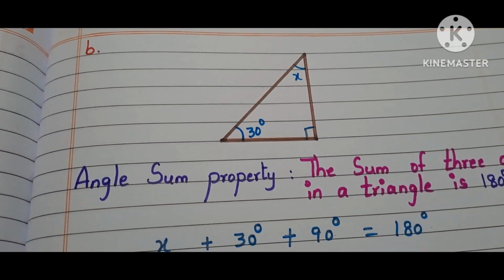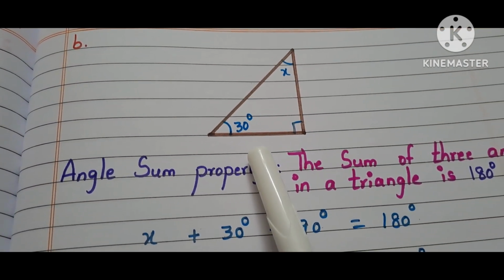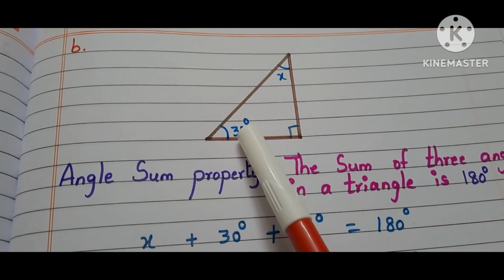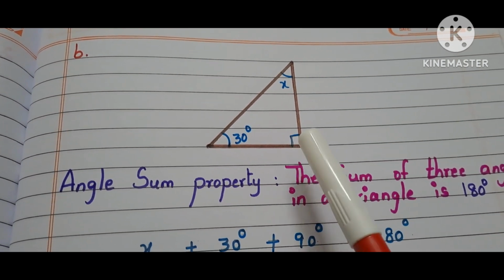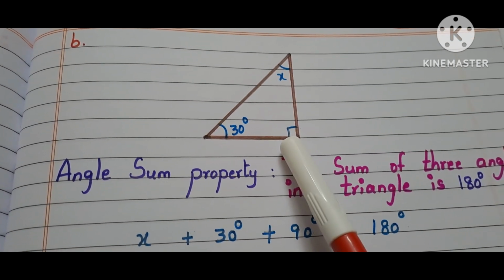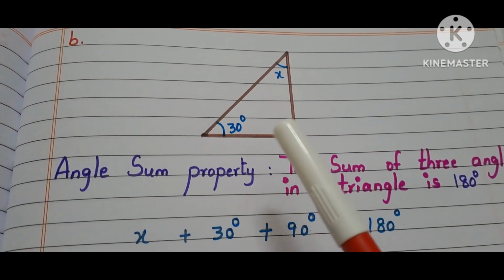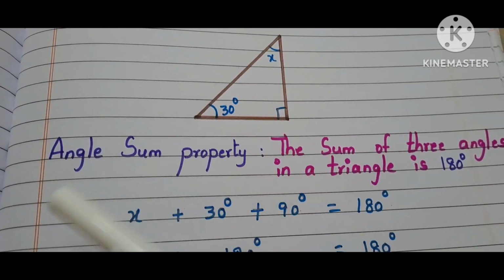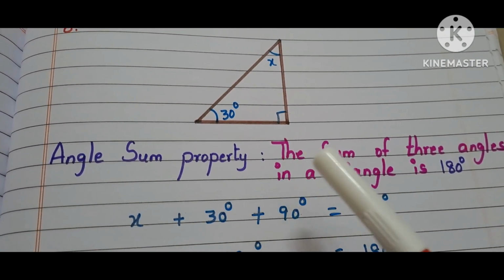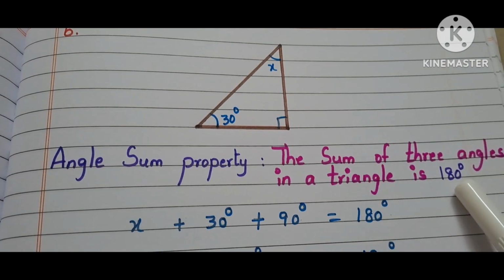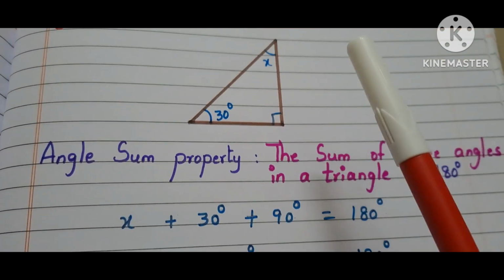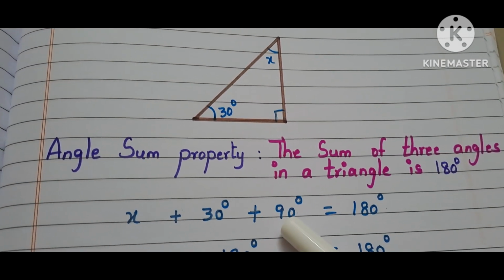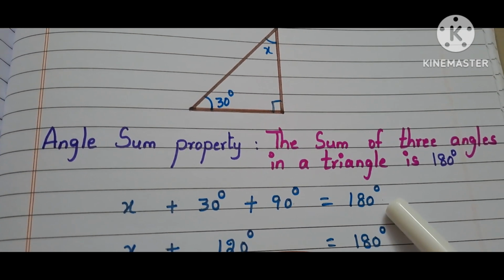Now let us go to part B. Here we have the triangle, and the angles in the triangle are x, 30 degrees, and here we have the symbol. This symbol means the angle is 90 degrees. Now use the angle sum property to find the value of x. What is the angle sum property? The sum of three angles in a triangle is 180 degrees. Now add the three angles: x plus 30 degrees plus 90 degrees is equal to 180 degrees.